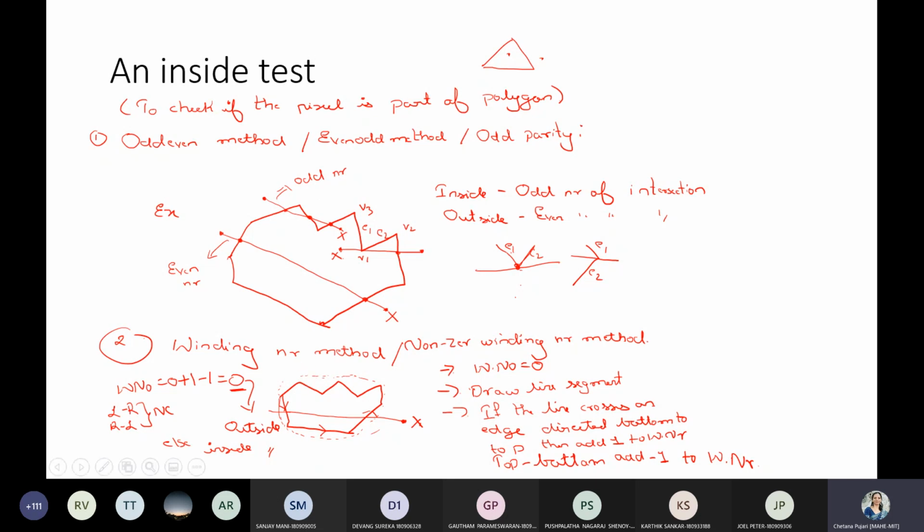Fine. So this is a test with respect to the pixel, to check if the pixel is part of your polygon. Is it clear? Just go through it again and see if you have any questions.